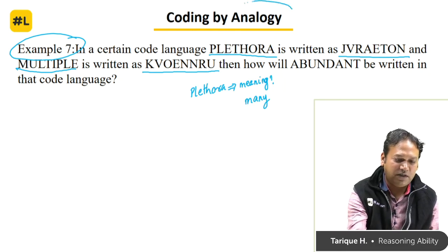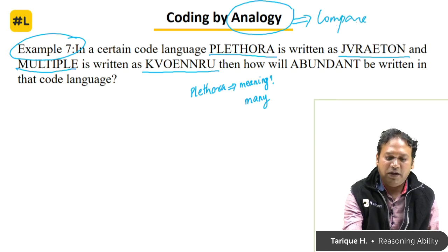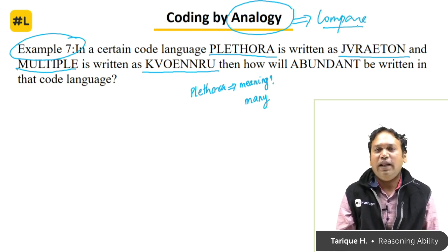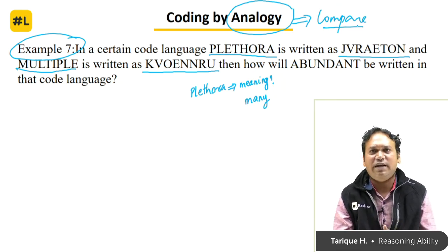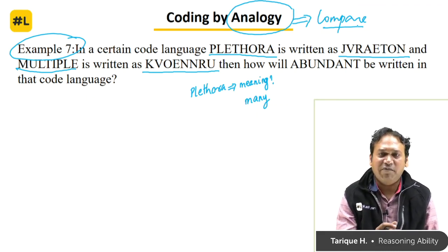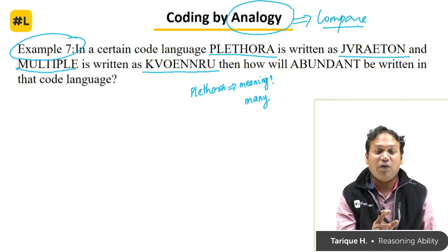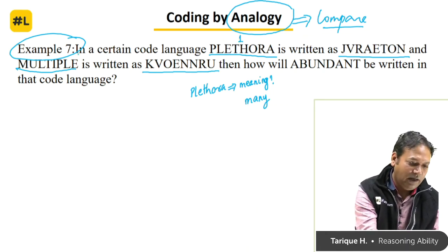Remember, this is a question of analogy. Analogy means what? Comparison, compare. Compare the two words and their codes and find out a common logic in them. It could be a random logic, random way of shifting letters, random way of swapping letters, but it will be common in both the examples. That is why two examples, example 1, example 2.